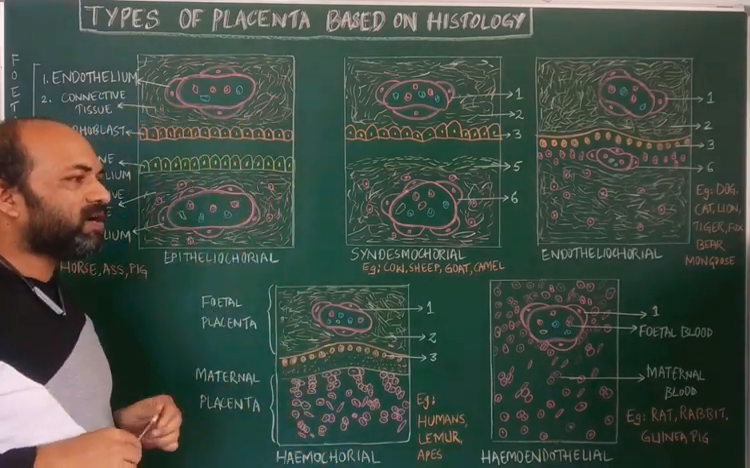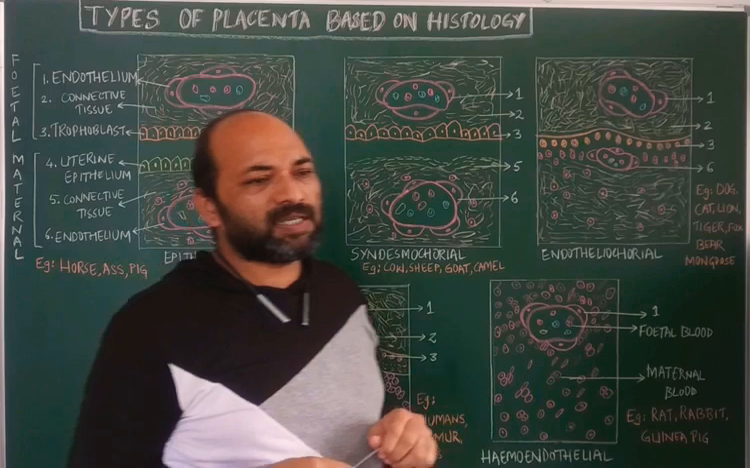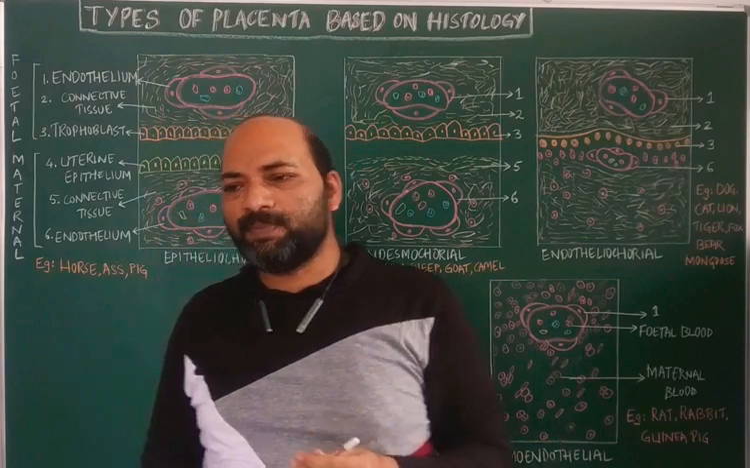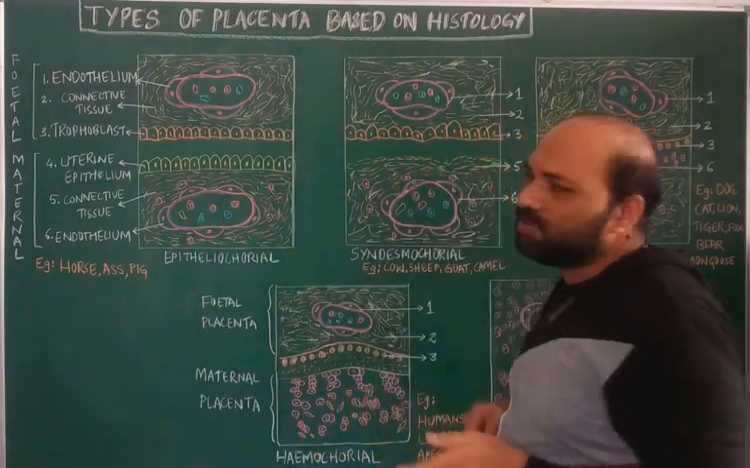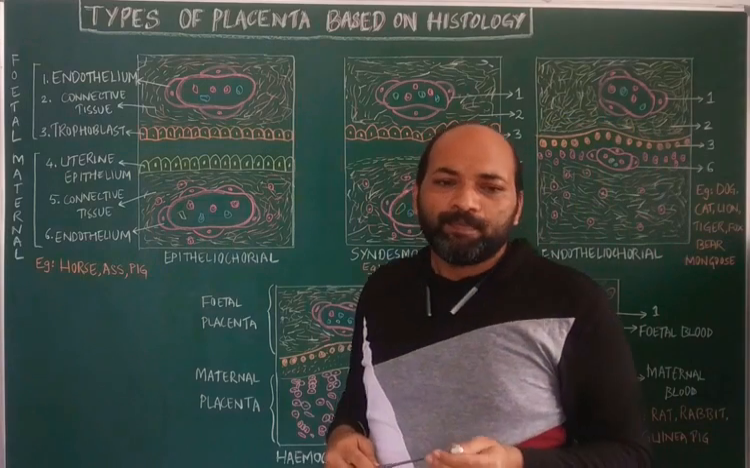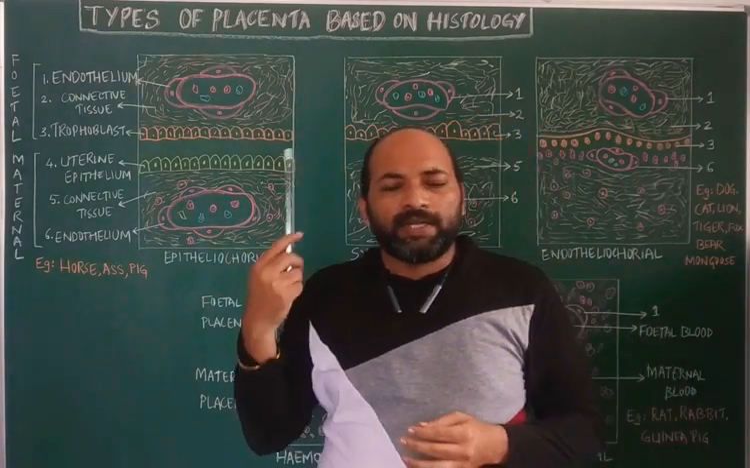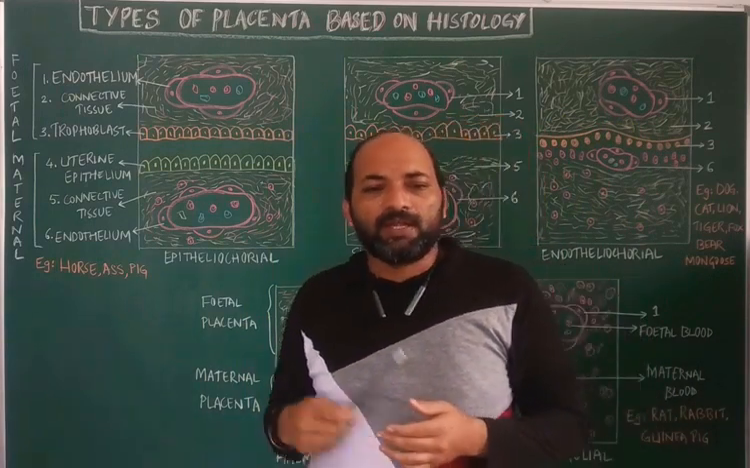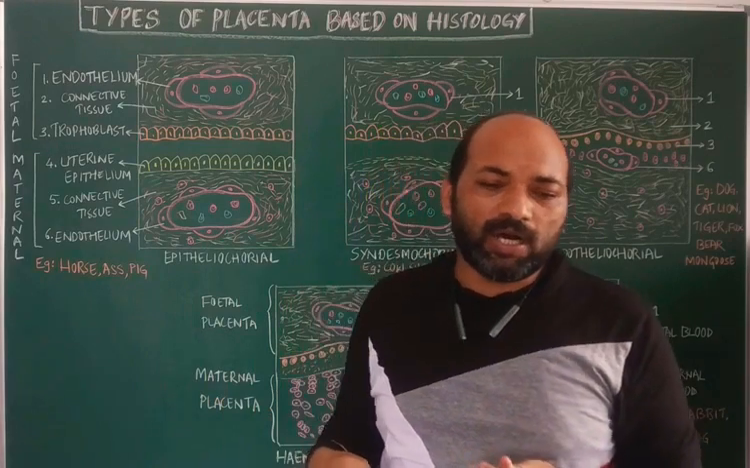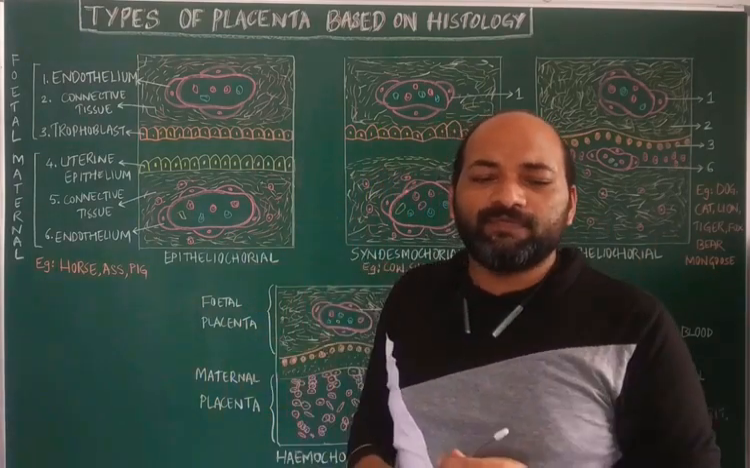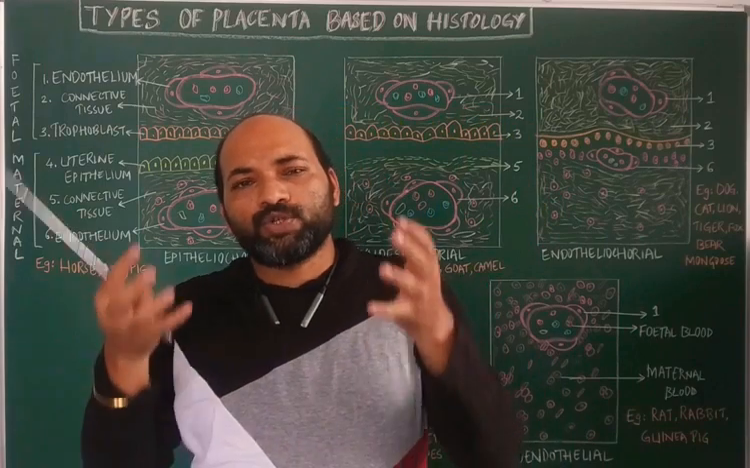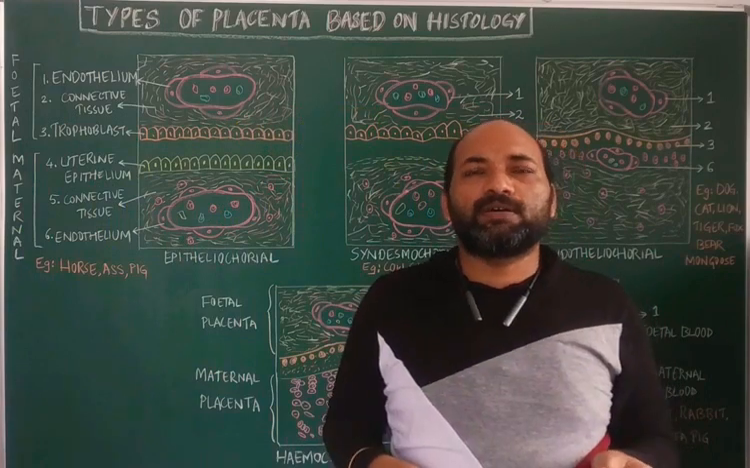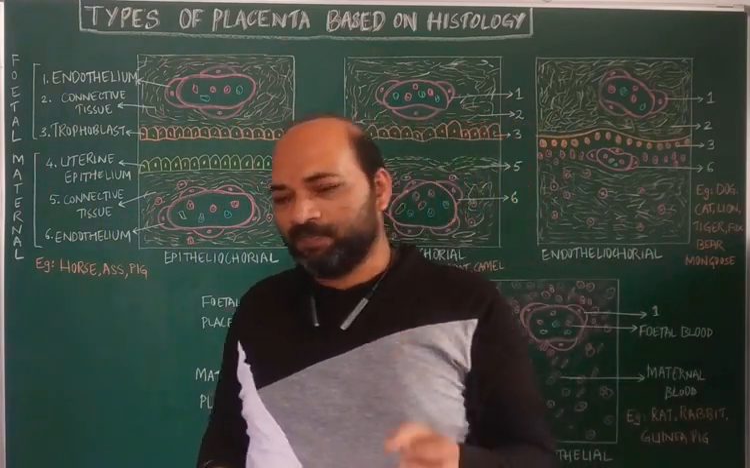Now, in today's video, what we will be discussing is the different types of placenta. The first is based on the histology. The second is based on the nature of the fetal membranes. Thereafter, it may be the fate of the uterine placenta, or the distribution of the villi on the chorion. So based on these four criteria, we are able to explain different types of placenta.